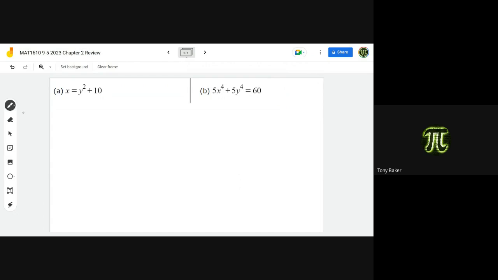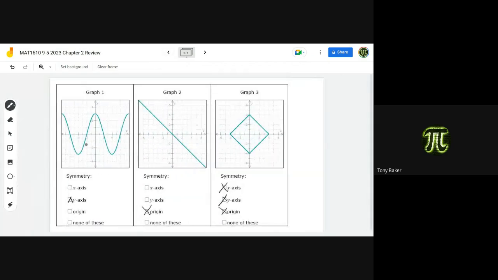To do things algebraically for y-axis symmetry, if you remember back over here, when we're looking at the y-axis, the negative x value and the x value give the same y value, right?